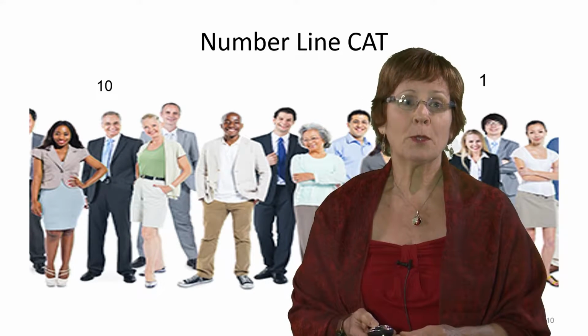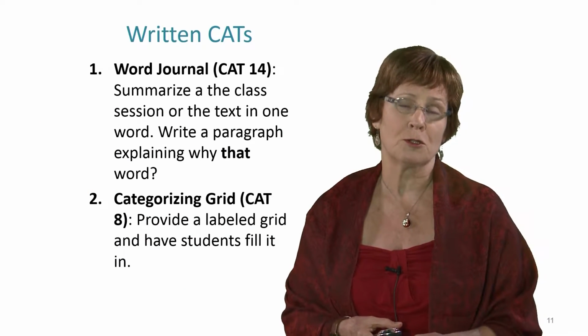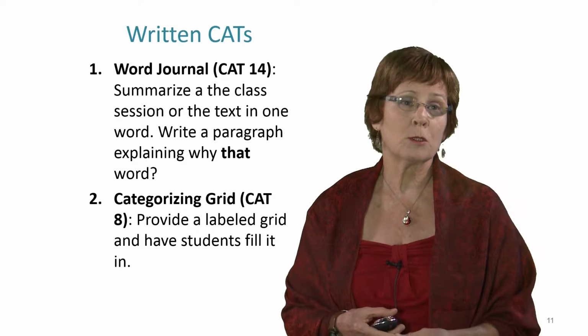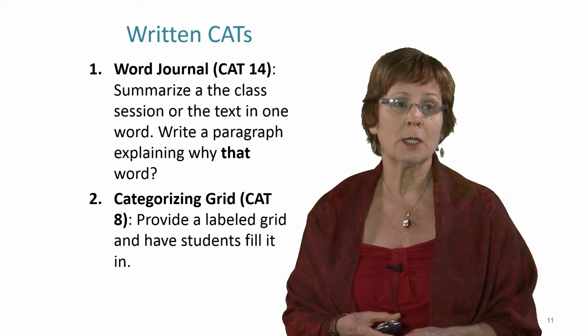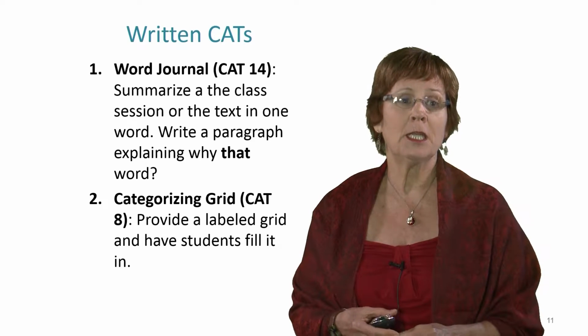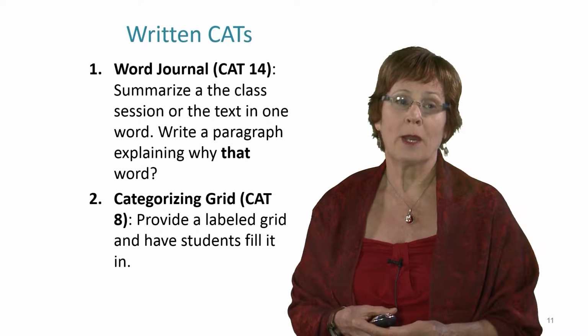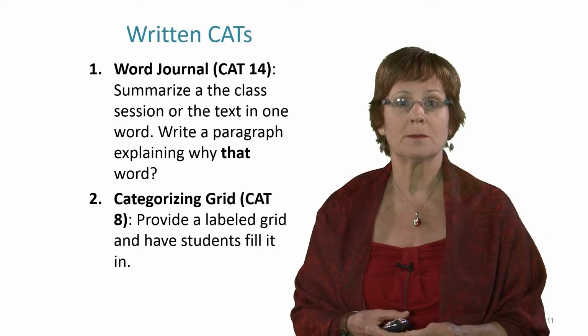So now we're going to go to some of the written CATs. So one is word journal. A word journal is CAT number 14 from the Angelo and Cross book. Summarize a class session or the text in one word. Write a paragraph explaining why you chose that word.